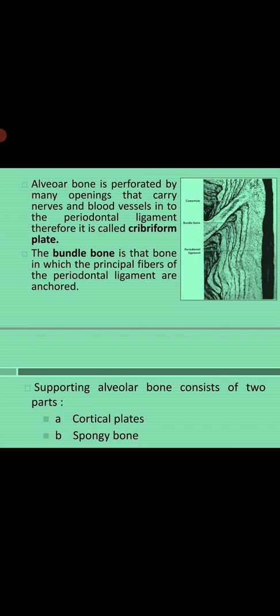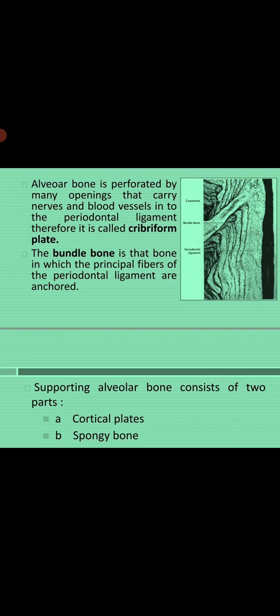Now, what is cribriform plate? It is perforated alveolar bone. What is bundle bone? It is the bone in which principal fibers of the periodontal ligament are anchored. Look at the diagram. There is a periodontal ligament, and the periodontal ligament principal fibers are anchored in the bone. This is known as bundle bone, which is present near the periodontal ligament.